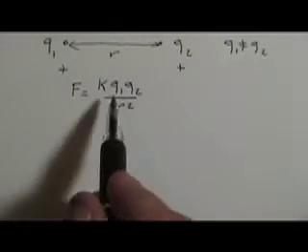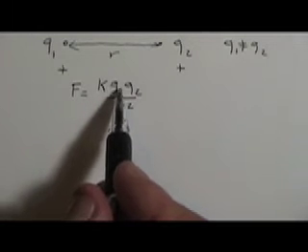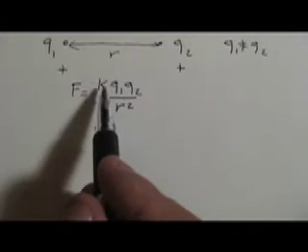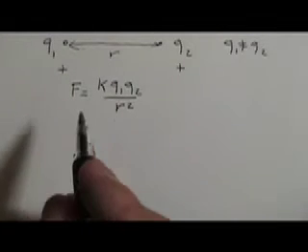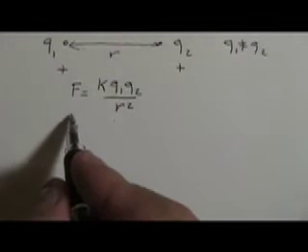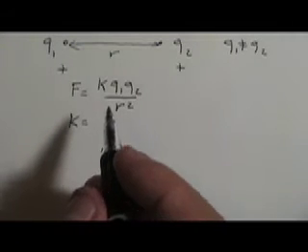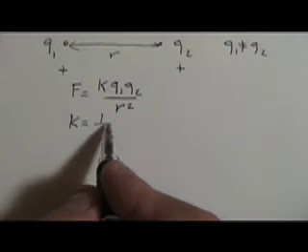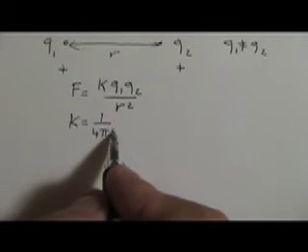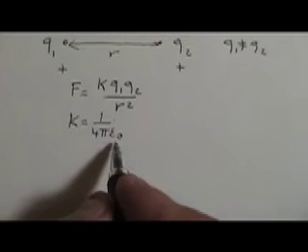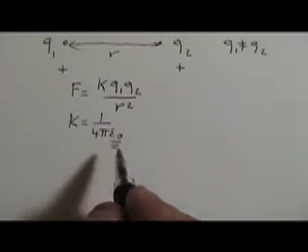Now we know these three parts, Q1, Q2, and R. You can see them in the picture. But this K here we don't know yet. K is a constant, okay? And this constant is equal to 1 over 4 pi epsilon 0. So the main constant, the constant of nature here, is this epsilon 0.